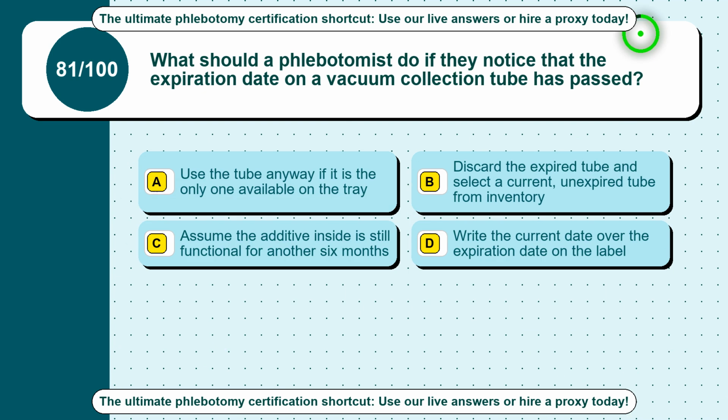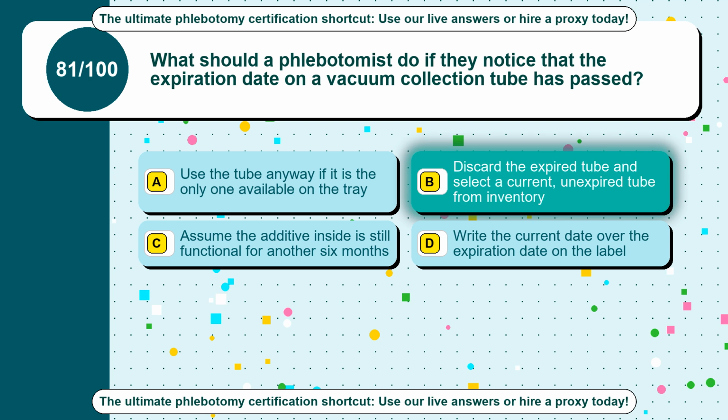Question 81. What should a phlebotomist do if they notice that the expiration date on a vacuum collection tube has passed? Option A, use the tube anyway if it is the only one available on the tray. Option B, discard the expired tube and select a current, unexpired tube from inventory. Option C, assume the additive inside is still functional for another 6 months. Option D, write the current date over the expiration date on the label.